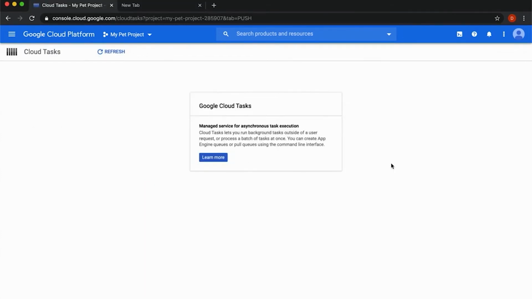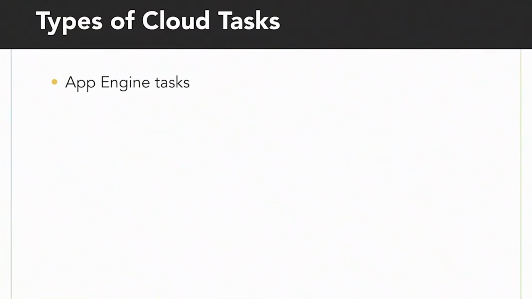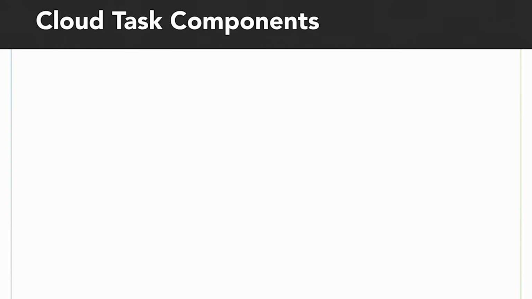Cloud Tasks lets us create tasks and execute them in the background. There are two types of tasks: App Engine tasks and HTTP target tasks. App Engine tasks target endpoints within an App Engine application. HTTP target tasks can target any publicly available URL. The two main components of Cloud Tasks are tasks and queues. Tasks are basically HTTP requests that will be executed in the background.